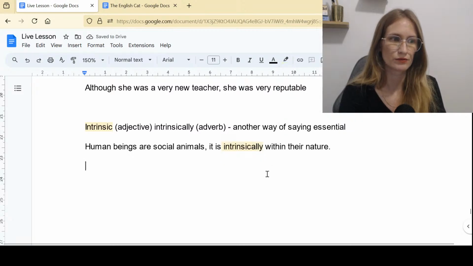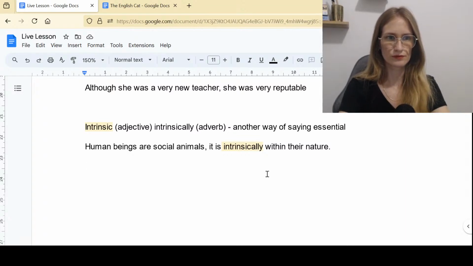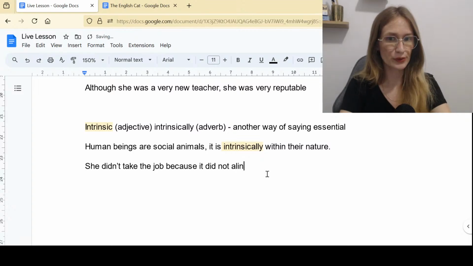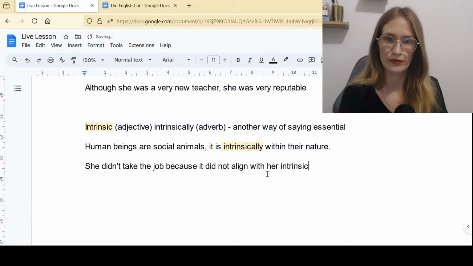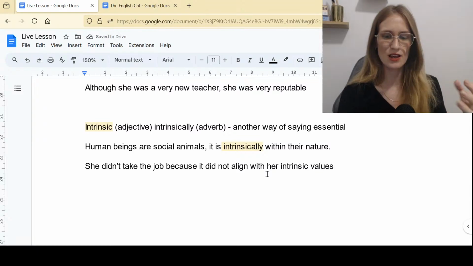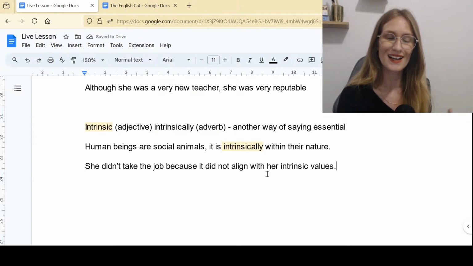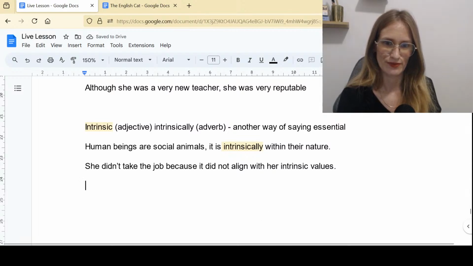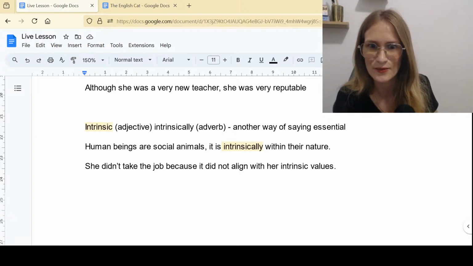What about, she didn't take the job because it did not align. Align is just another way of saying line up. Align with her intrinsic values, her natural values, her essential values. For her, whoever she is, she will only take a job if it feels right and matches what she believes is essential and natural. It's quite a difficult one to think of examples for this, but if you have got any examples.